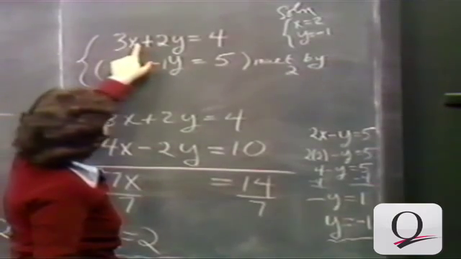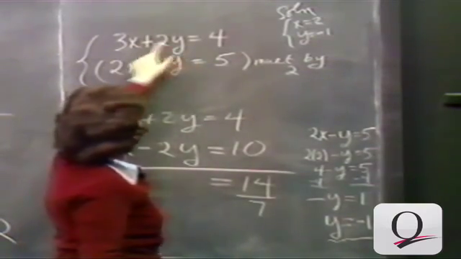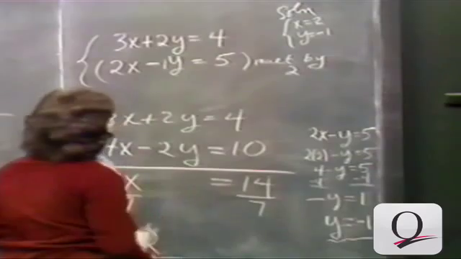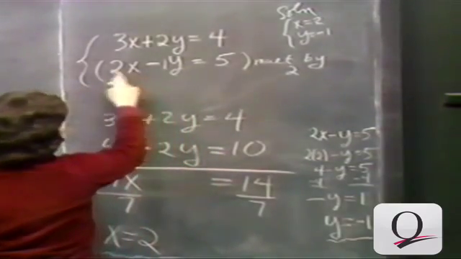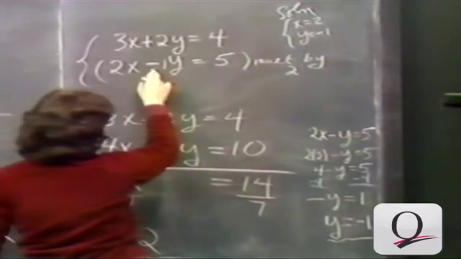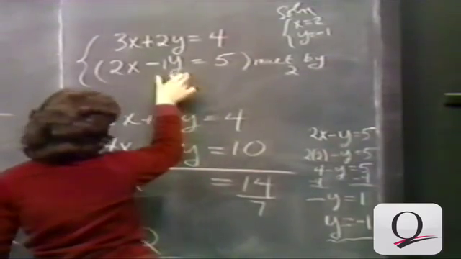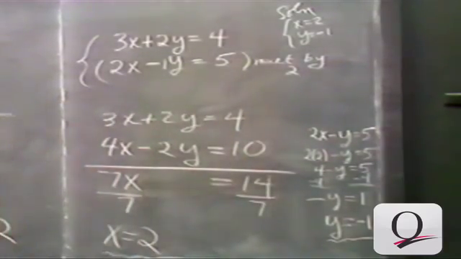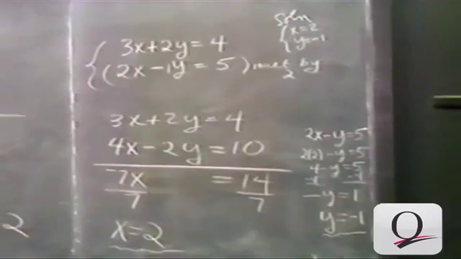X equals 2, 3 times 2, that's 6. Minus 2 is equal to 4. And in the second, x equals 2, 2 times 2, 4. Minus 1 times minus 1, 4 plus 1 is equal to 5. And you should always go back and check your answers.